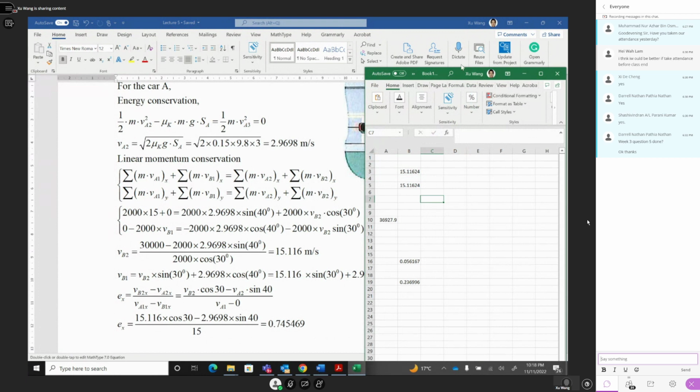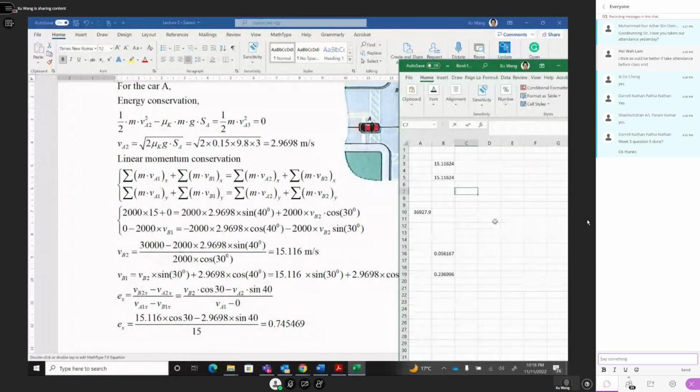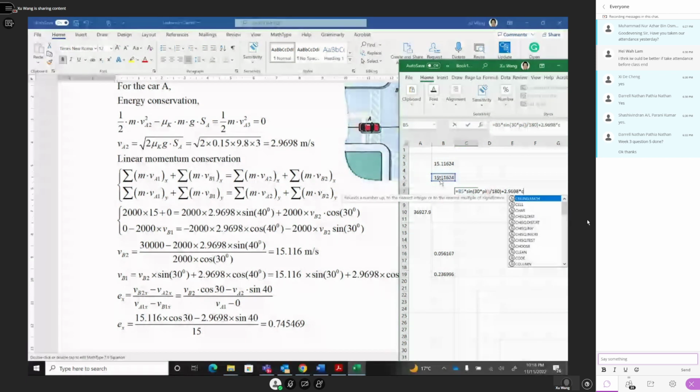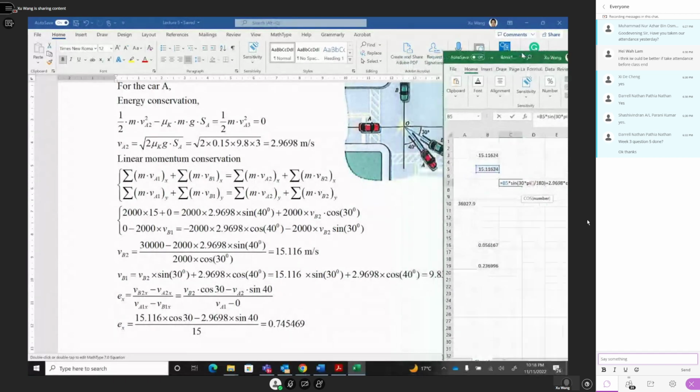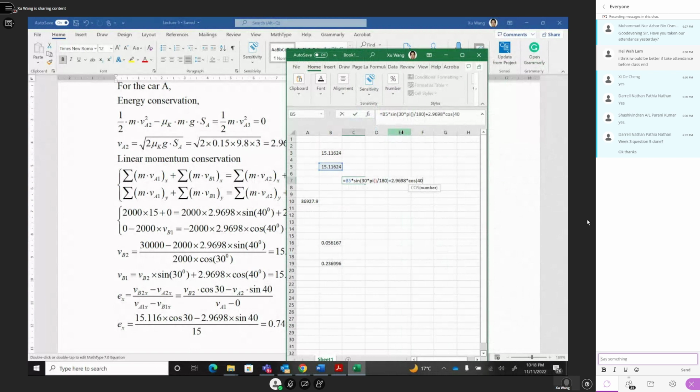So equal to, again, be very careful. So equal to this one, multiply sine 30 degree, degree becomes radians. Pi in Excel, use pi, brackets 180, okay. Sine and then plus 2.9698 multiply cosine. Cosine should be 40 degree, right? 40 multiply pi divided by 180.